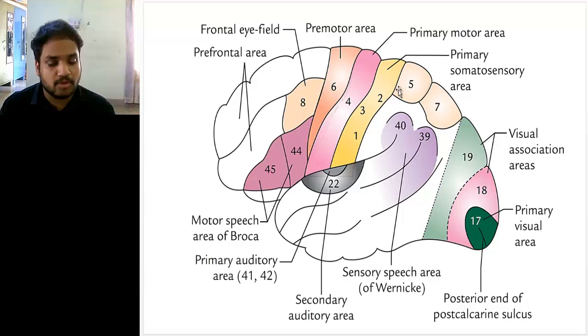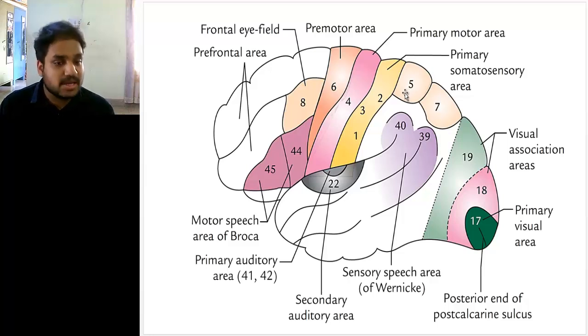If you want to recognize, for example, what we call stereognosis, right? Suppose you want to take a coin from your pocket, you put your hand in the pocket. You are not seeing the coin, but by the feel of that coin, you are able to recognize that this is a coin. So this recognition comes from the association areas, right? That is the function of the sensory association cortex.